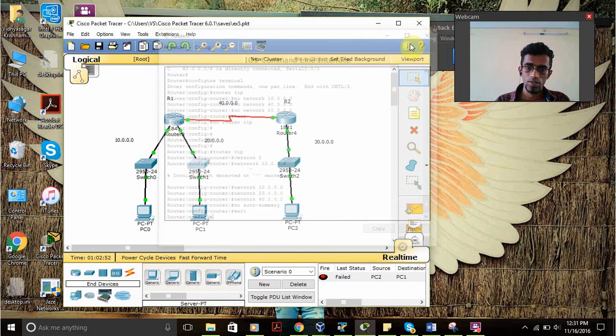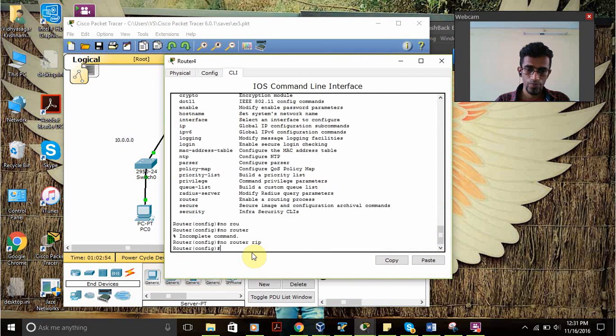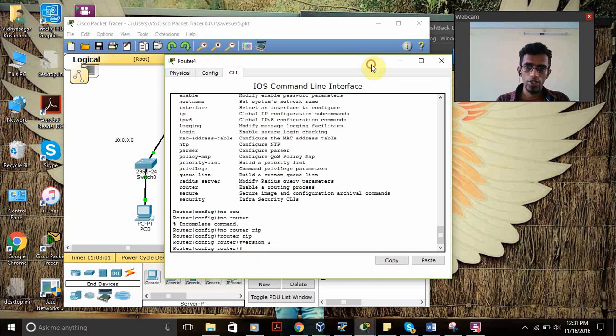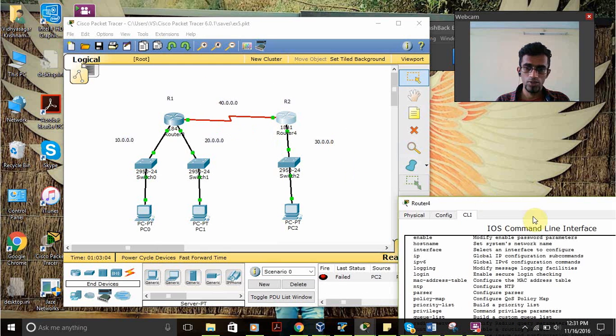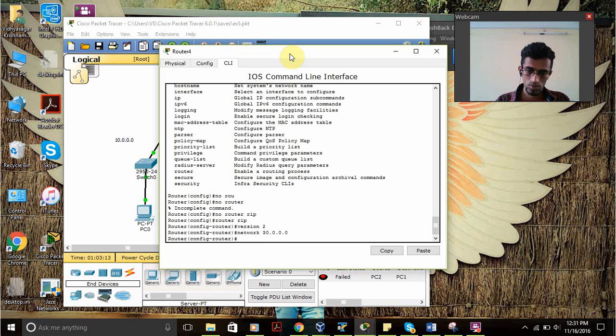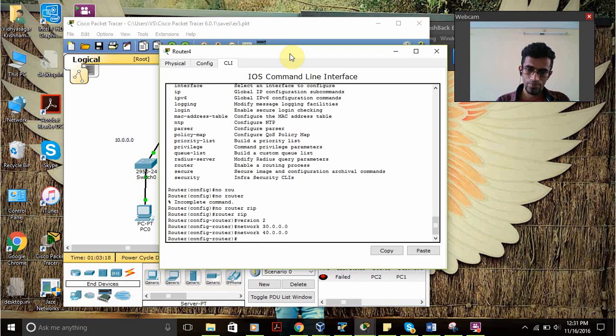And similarly for router 2, router RIP, version 2, and the known networks for this router are the 30.0 and 40.0 networks. So network 30.0.0.0, network 40.0.0.0. So routing protocol, just a minute, and then we have to give no auto-summary.